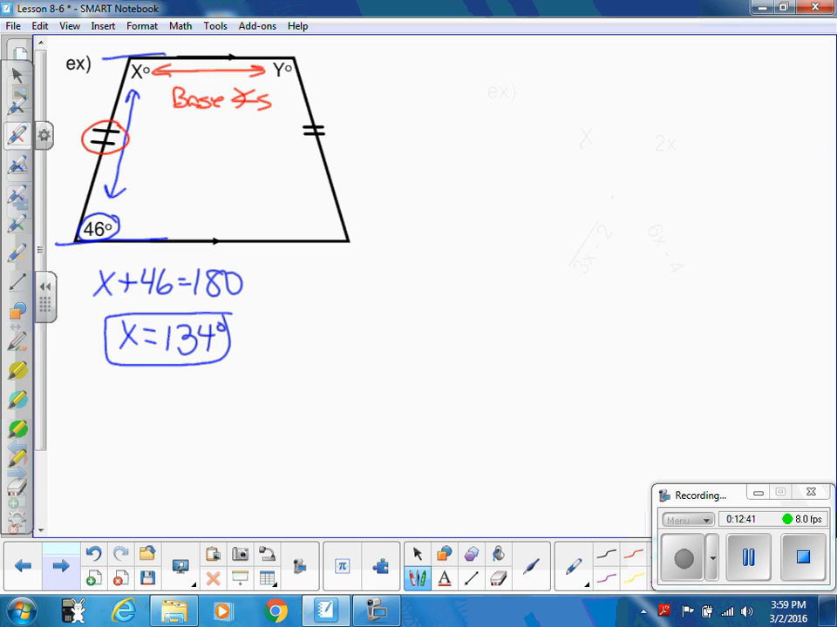And it shows me that this is an isosceles trapezoid. So we know base angles are congruent. So if x is 134, then y is 134 degrees as well. Okay?